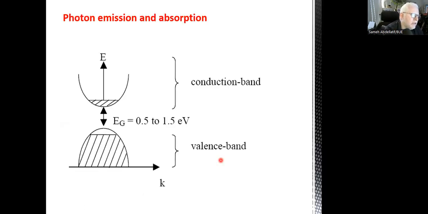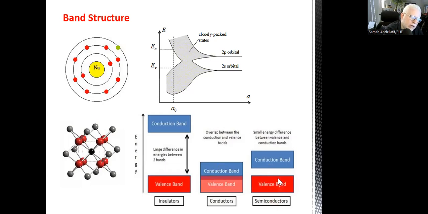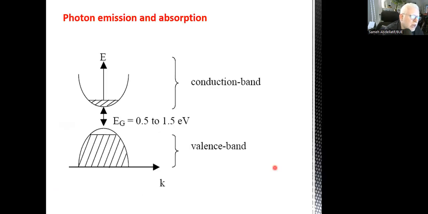But let's go now to the valency band and the conduction band. The question is, is the top of the valency band typically aligned with the bottom of the conduction band? Actually, the answer may be yes or maybe no. In some materials, we have this structure: the top of a valency band is directly aligned with the bottom of a conduction band. And we call these materials direct band gap semiconductor materials.